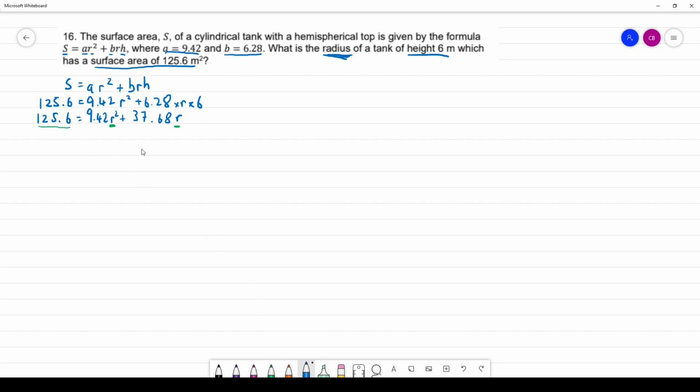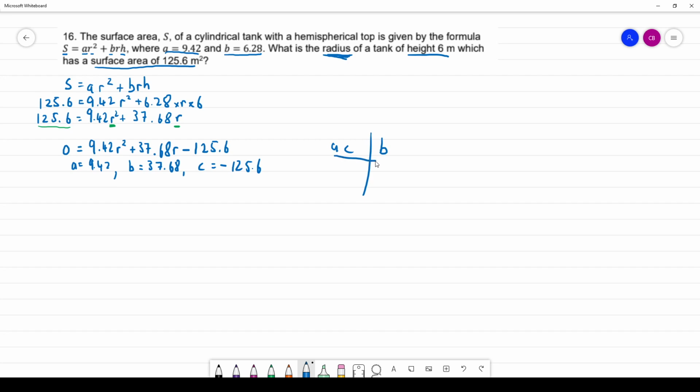So we can make this equation equal 0 by subtracting 125.6. So 0 equals 9.42 R squared plus 37.68 R minus 125.6. This is a quadratic with an A value of 9.42, a B value of 37.68, and a C value of negative 125.6.